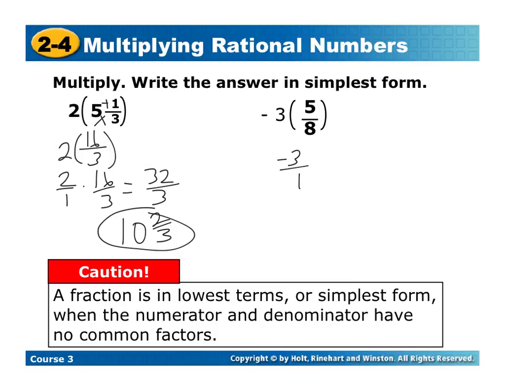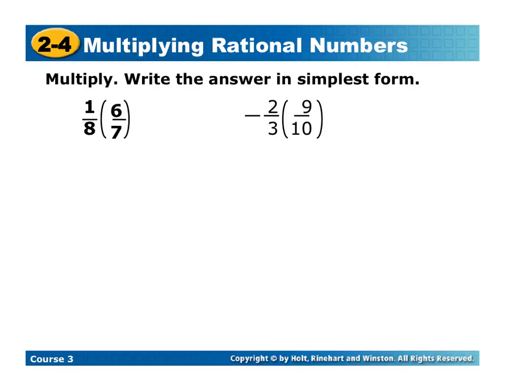Here we have negative 3 over 1 times 5/8, so we have negative 15 over 8 because of the positive times the negative. 8 goes into 15 once, with 7 left over, so negative 1 and 7/8.